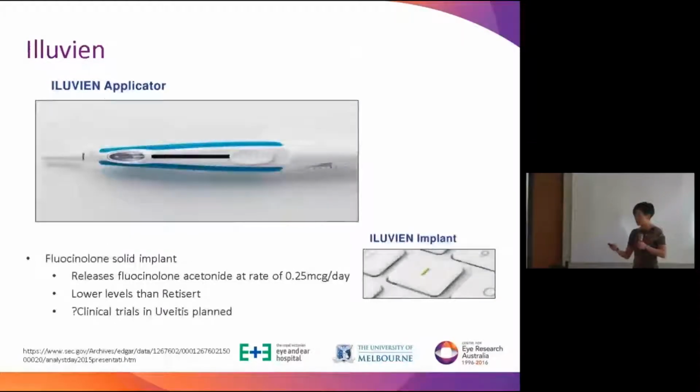All right, now I mentioned at 5 years the Retisert implants are falling off. One thing that's coming on the horizon is Iluvien. I don't know if it's landed in Southeast Asia. It certainly hasn't landed in Australia yet. It's basically like the Ozurdex implant, only with fluocinolone, lasts 3 years. But again, it will have the same side effect profile. And again, there is that caution with regards to using this long term.